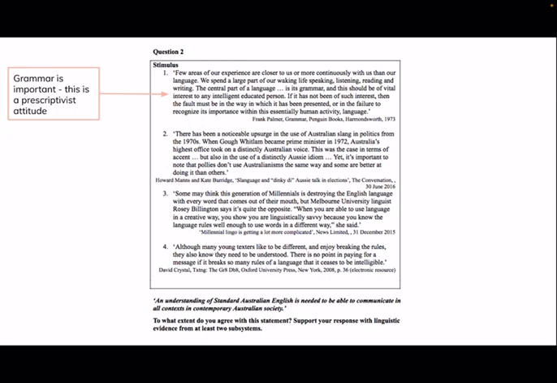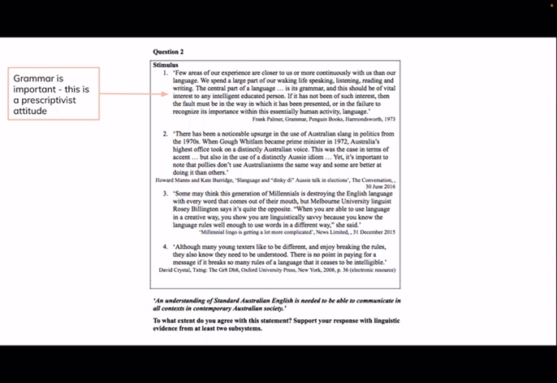Okay, stimulus number 2. There has been a noticeable upsurge in the use of Australian slang in politics from the 1970s. When Gough Whitlam became Prime Minister in 1972, Australia's highest office took on a distinctly Australian voice. This was the case in terms of accent, but also in the use of a distinctly Aussie idiom. Yet it's important to note that Pollies don't use Australianisms the same way, and some are better at doing it than others.